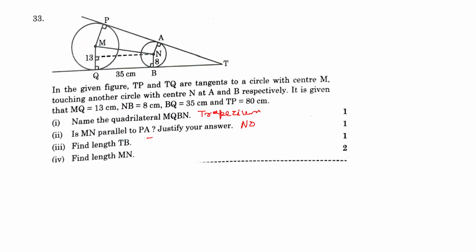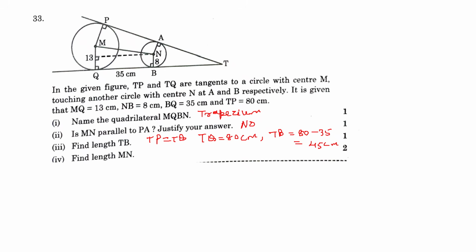Next, find the length TB. So TP is equal to TQ because tangents from the external point to the same circle will be equal. TP value is given as 80. So TQ is also equal to 80 centimeter. Already QB is given as 35. So TB will be equal to 80 minus 35. And if you subtract it, you will get 45 centimeter.